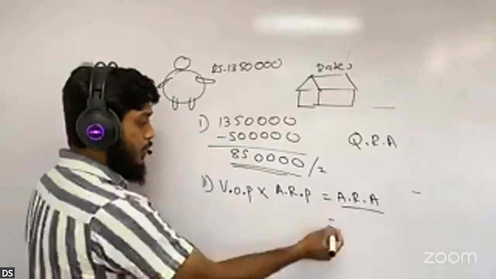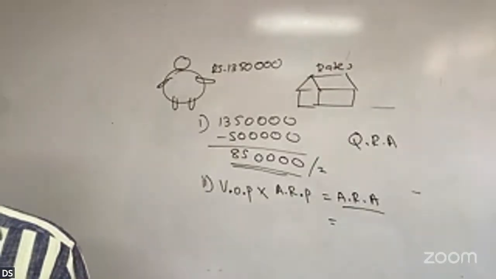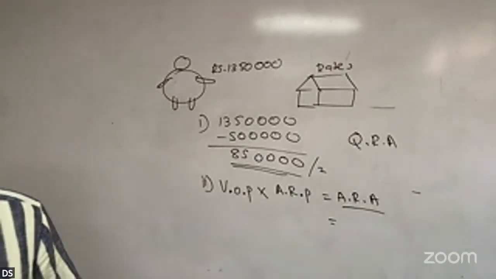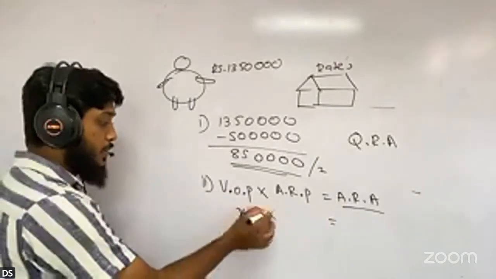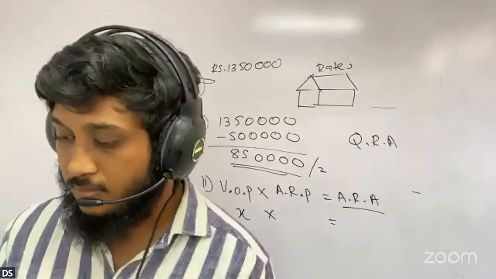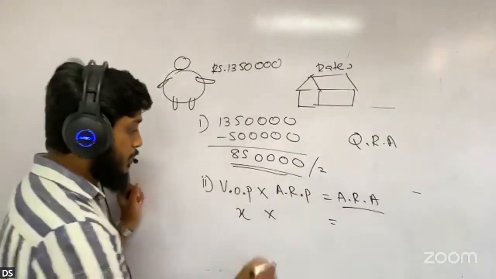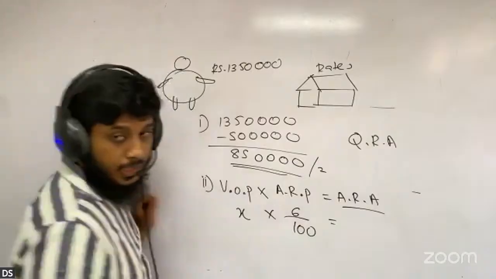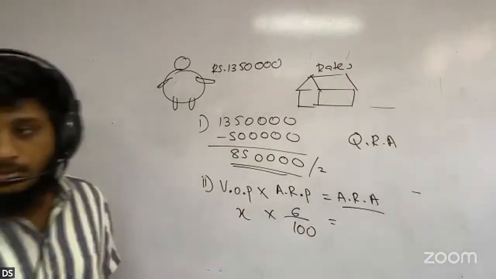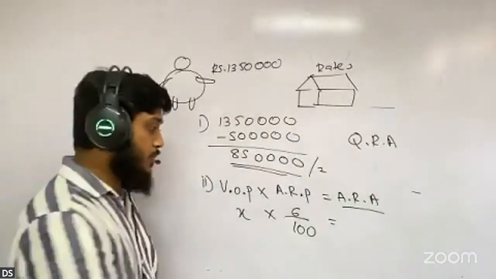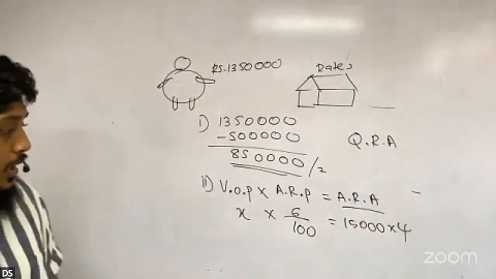So the value of the property, do you know? No, the value of the property is not given. The rates are 15,000 for a quarter for his business building. They are asking for the value of the property. I don't know it, so we'll put x. The annual rate percentage, do you know? How many percent? 6%. So for the annual rate percentage, I have to put 6 over 100. For the annual rate amount, how much do I have to put? What is the annual rate? Very good. 15,000 multiplied by 4. This is only the annual rate.